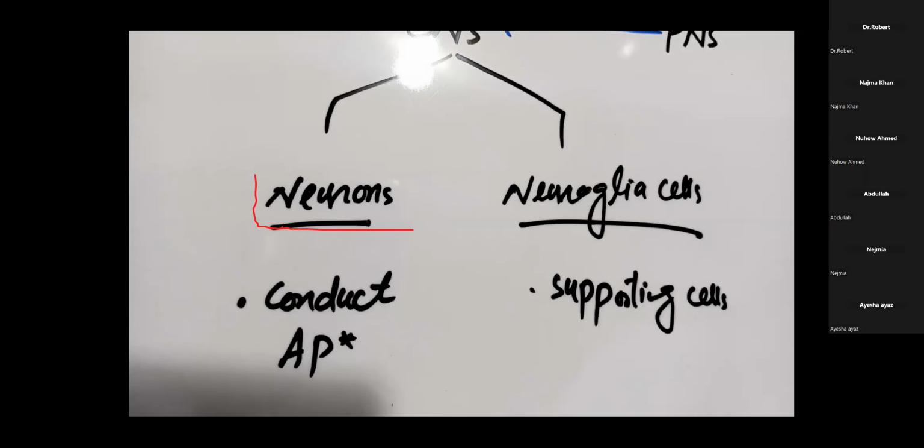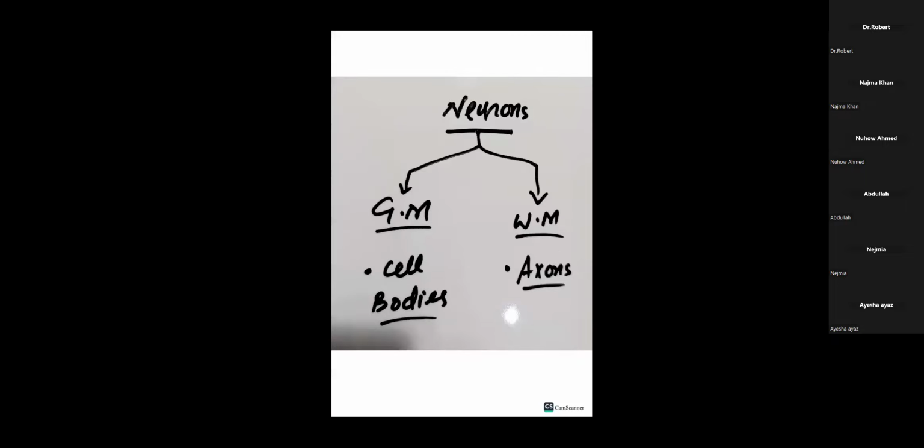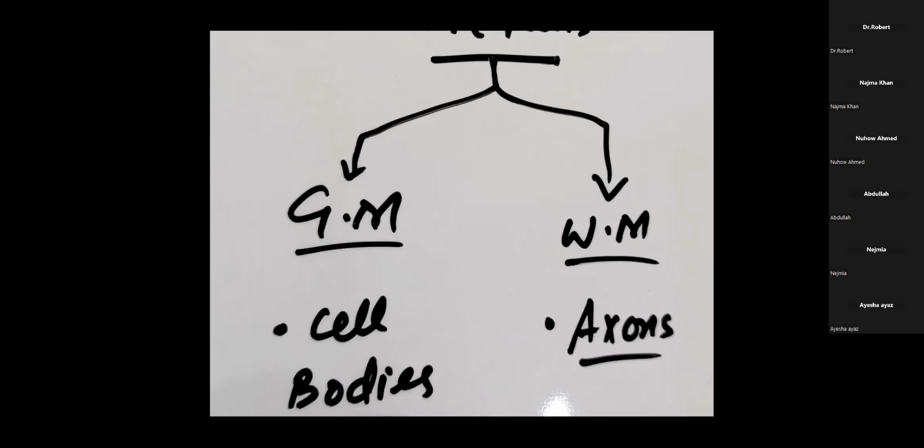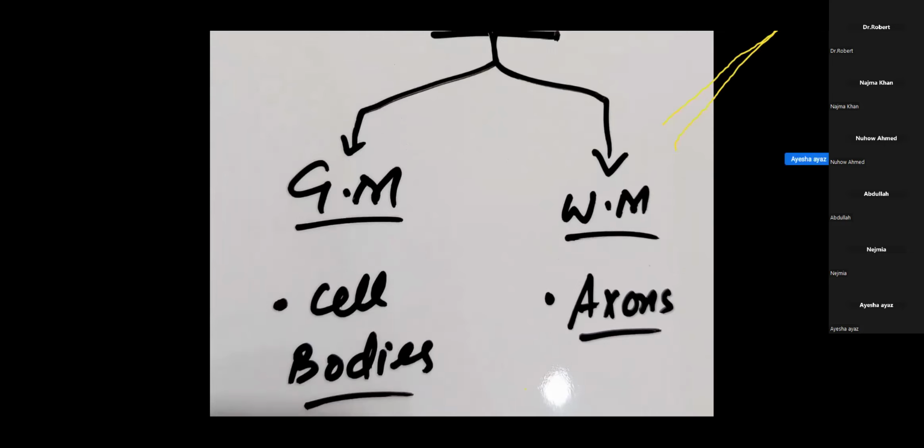After that, we see what is present in the neurons, or what a neuron is. As we already said, a neuron is for the conduction of action potential. So now we have to divide the neurons. What do neurons contain? In neurons, we have two structures. One we call gray matter. The other one is white matter, right? When we divide the neuron, we say it has gray matter and it has white matter.